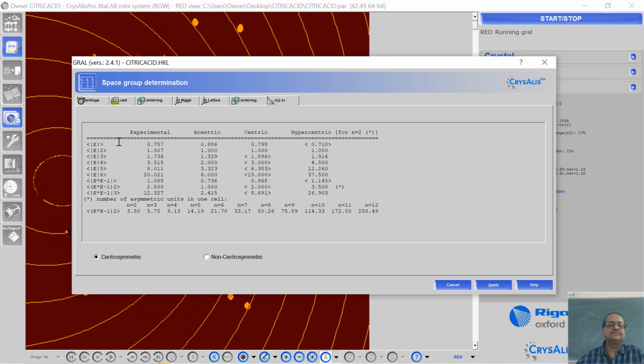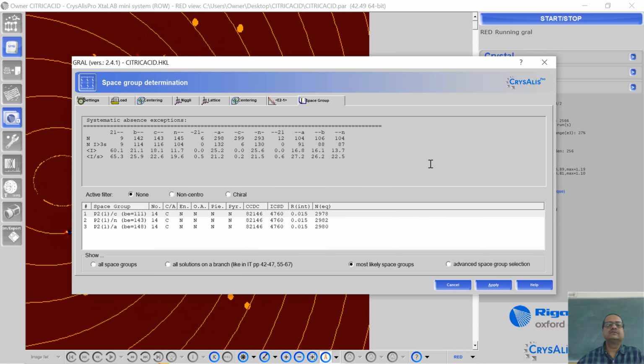We have not done this part of centrosymmetric, non-centrosymmetric distribution in the class. We will do it after the mid-sem break. So the software then tries to statistically determine whether it is centrosymmetric or non-centrosymmetric, and looking at these values, it identifies whether it is centric, non-centric, or hypercentric. So the identification for this is centrosymmetric. Then it asks you what space group you would like to choose depending on the systematic absence conditions.